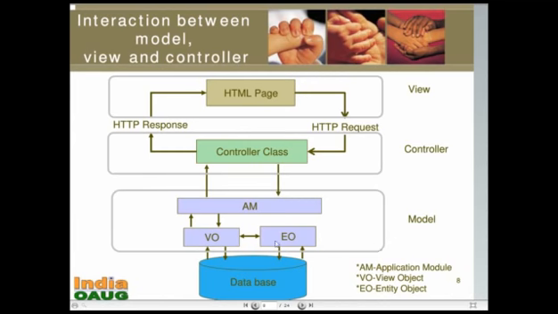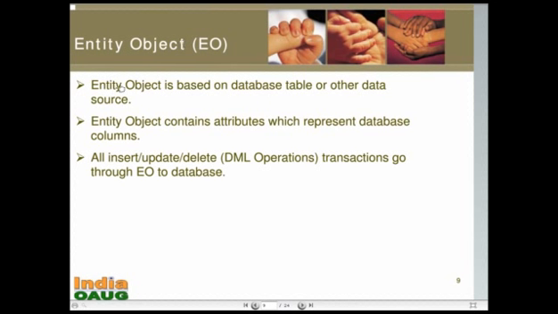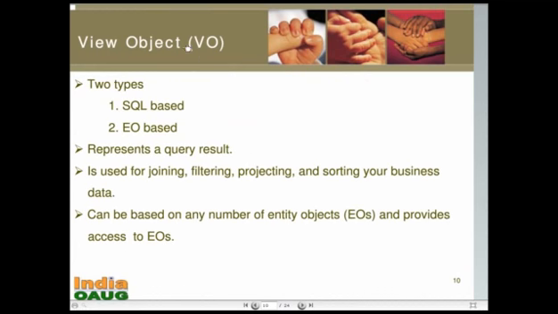When we talk about model, we have three objects. Now what is an entity object? Entity object is based on your table and it will be created from it. Table and column names: attributes are nothing but column names. And we will do all our insert, update, delete transactions. View objects are of two types. One is SQL based, another one is EO based. SQL based means select statement, search.